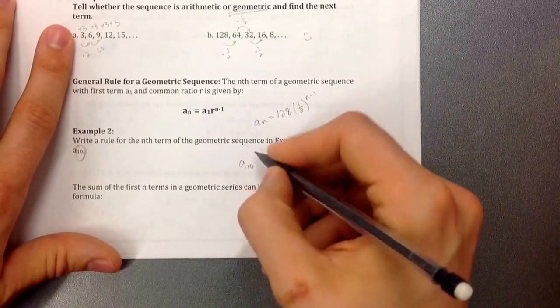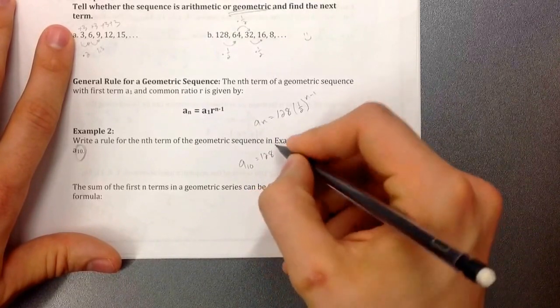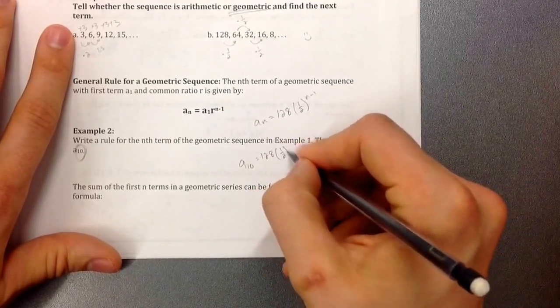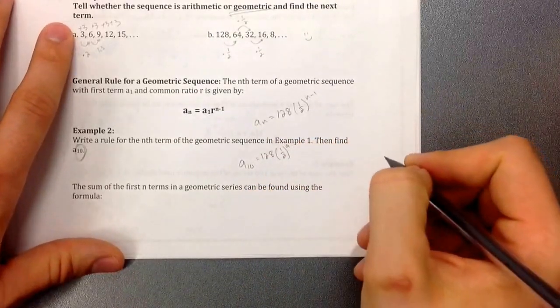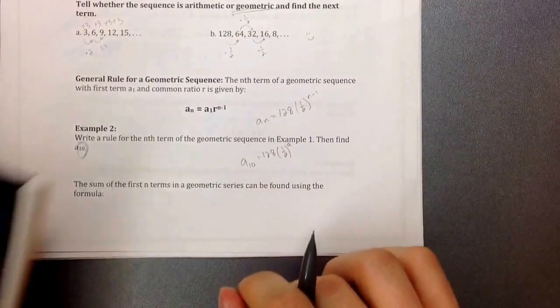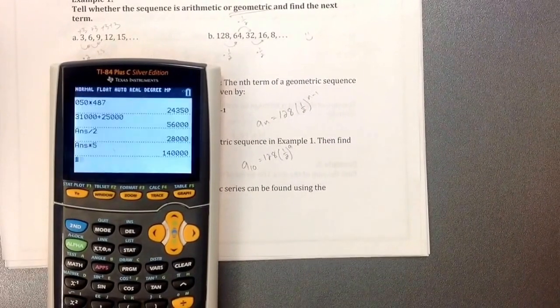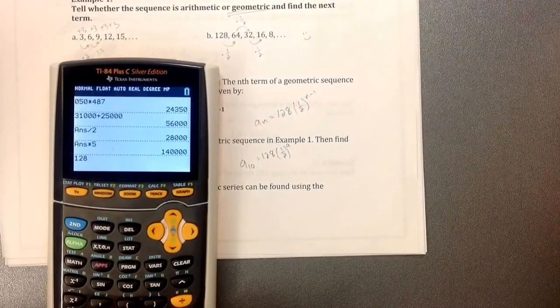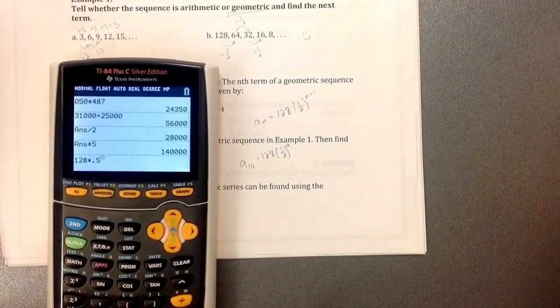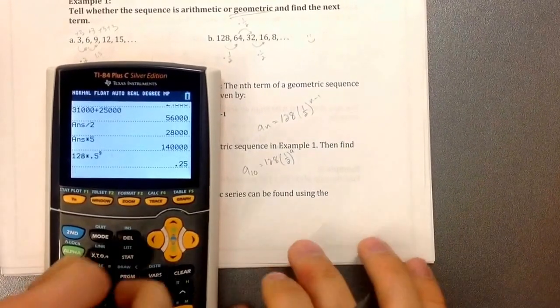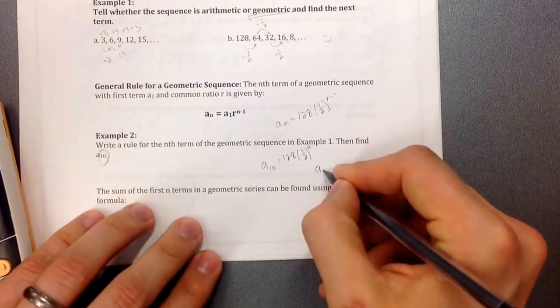So for the 10th term, I have 128, and I'm going to multiply it by 1/2 9 times. So I'm going to take my calculator here, and I'm going to go 128 times 1/2 raised to the 9th power. And it's going to give me 1/4. So A10 is equal to 1 over 4.